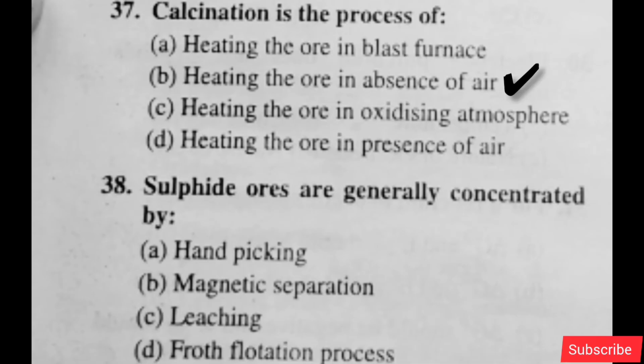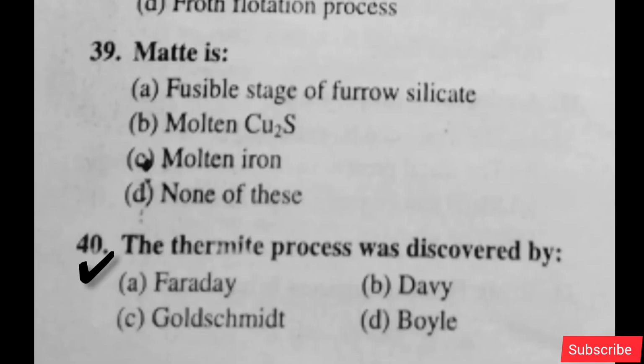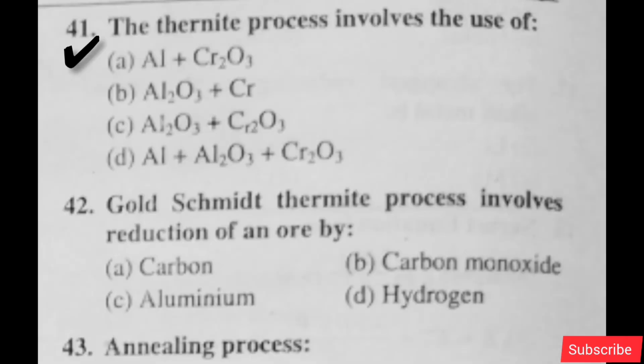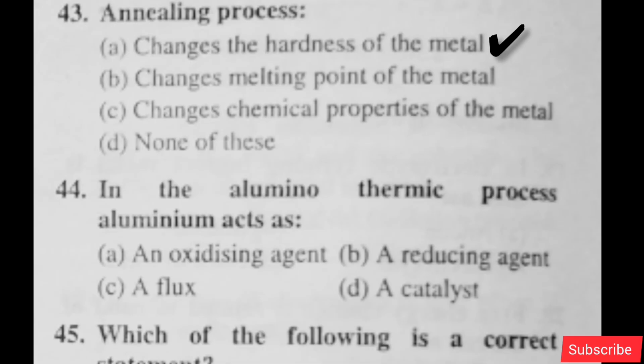Option B is right. Sulfide ores are generally concentrated by. Option D is right. Matte is. Option A is right. The thermite process was discovered by. Option C is right. The thermite process involves the use of. Option A is right. Goldschmidt thermite process involves reduction of an ore by. Option C is right. Annealing process. Option A is right. In the aluminothermic process, aluminum acts as reducing agent.